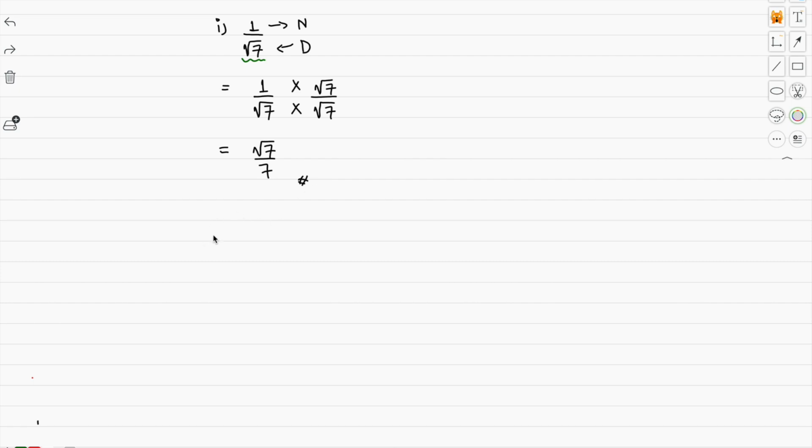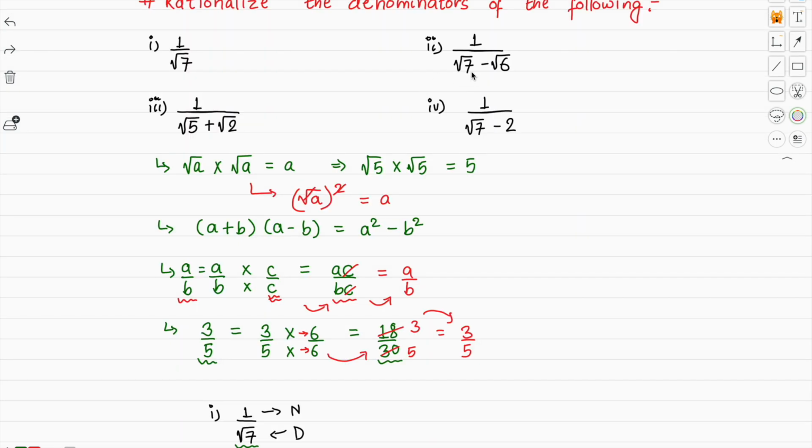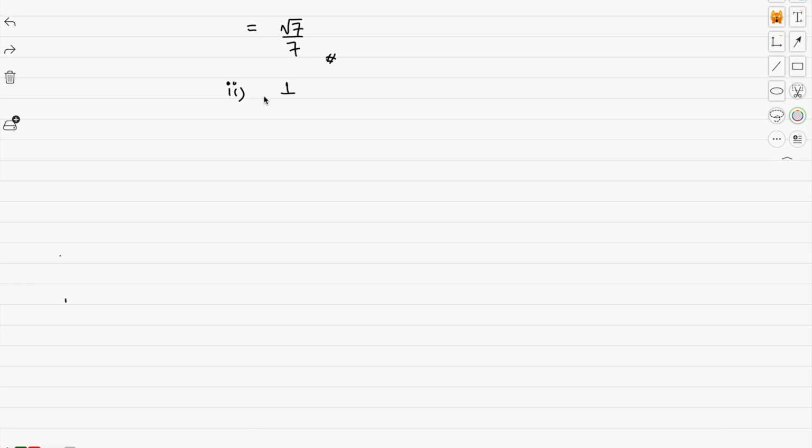Now let's look at our second question. So our second question was 1 divided by root 7 minus root 6. To rationalize this particular denominator, we are going to use the formula of a square minus b square. And the formula for a square minus b square is a plus b, a minus b.